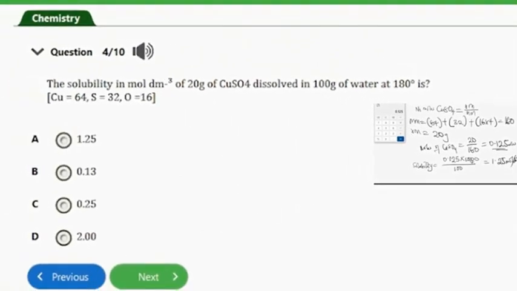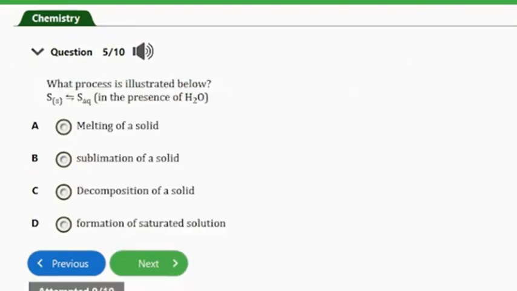So that's it for that question, and option A is the answer to this question. So let's go ahead and wipe this, and then let's consider the next question. Question number 5, it says, what process is illustrated below?